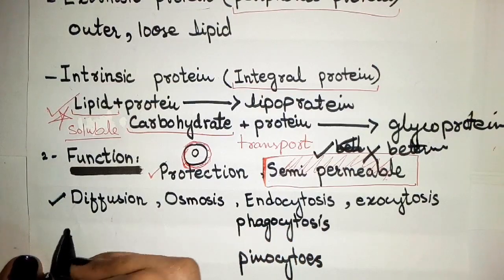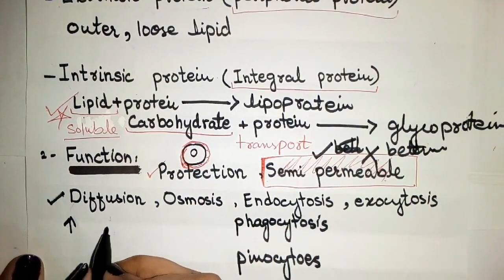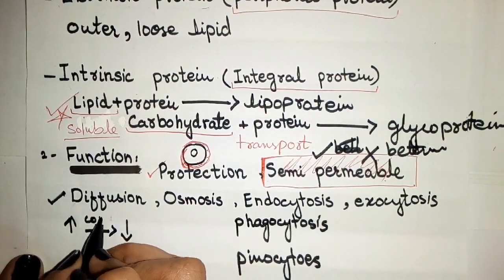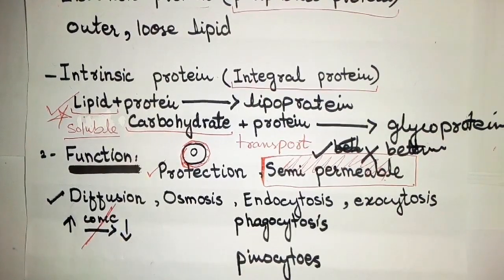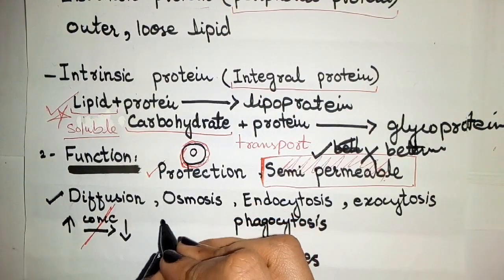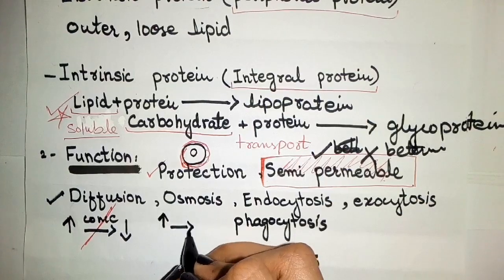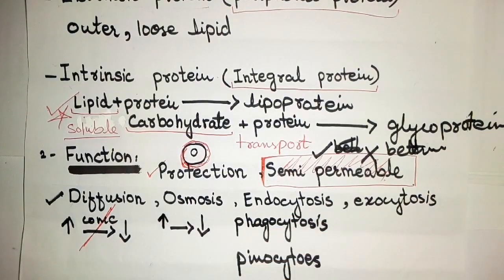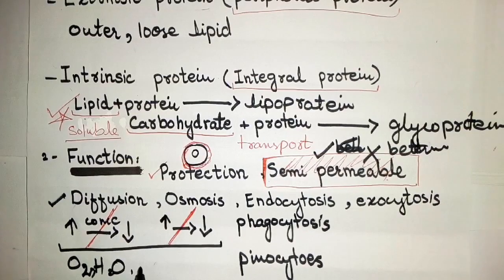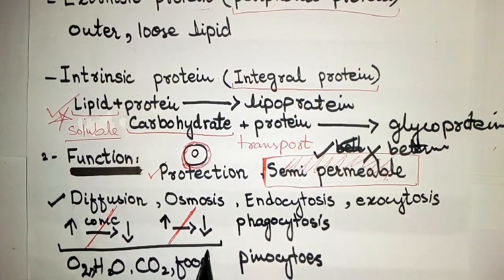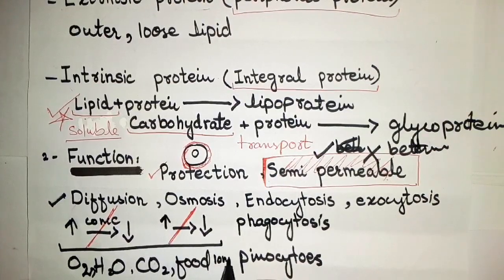Now, what is diffusion? When water molecules move from higher concentration towards lower concentration. What is osmosis? It also involves the cell membrane. It is again the same: movement from higher concentration to lower concentration takes place with the passage through the cell membrane. Now, the important thing is what the cell is transporting through those processes: oxygen, water, of course carbon dioxide, food, and other soluble ions.